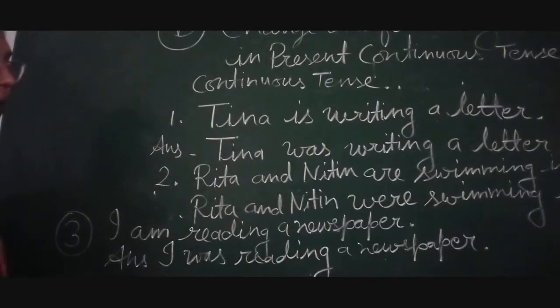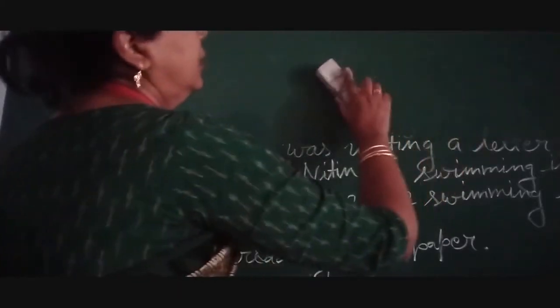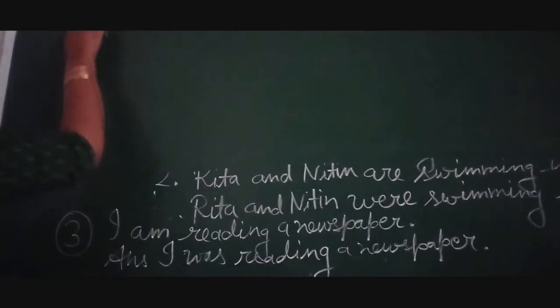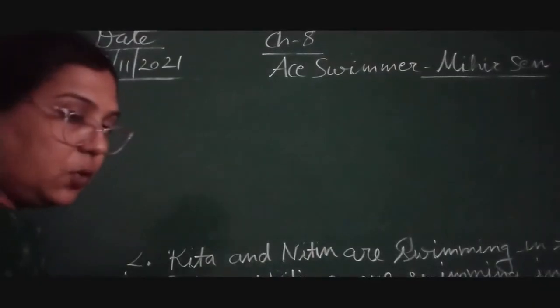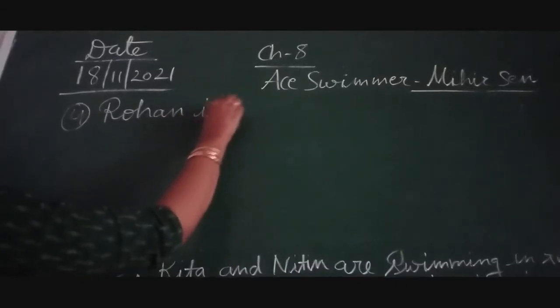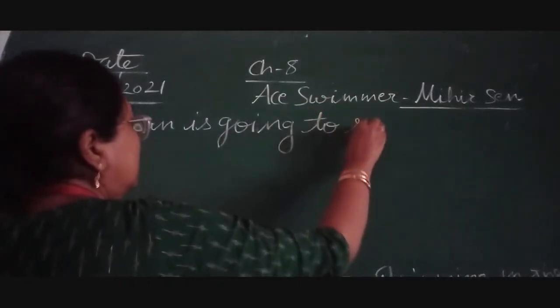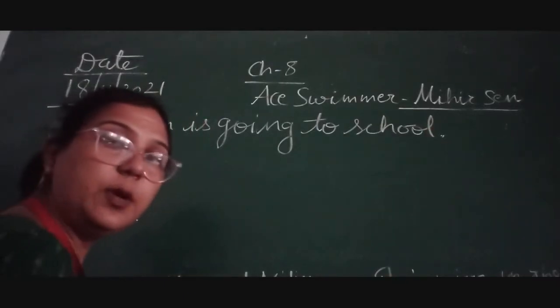Okay, now we will do our next one, that is number 4. Okay, number 4 is Rohan is going to school. Number 4, you just write down. Now Rohan is going to school. Rohan is going to school. Okay children, Rohan is going to school.